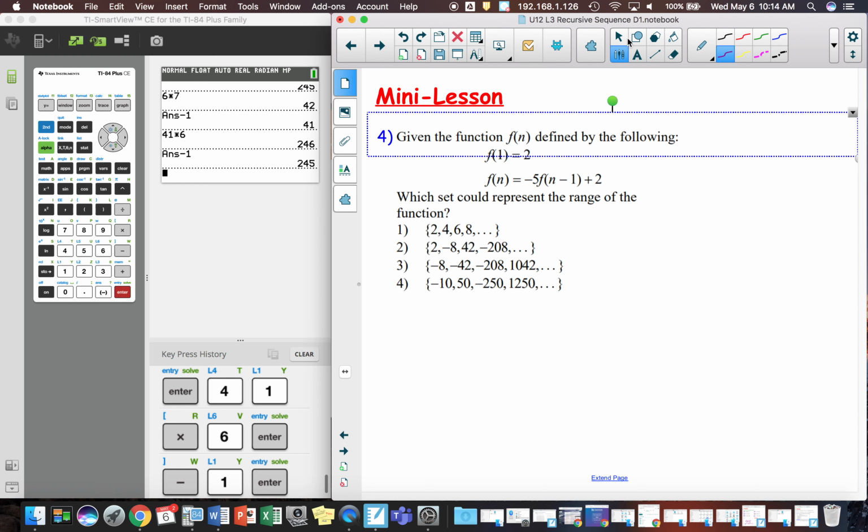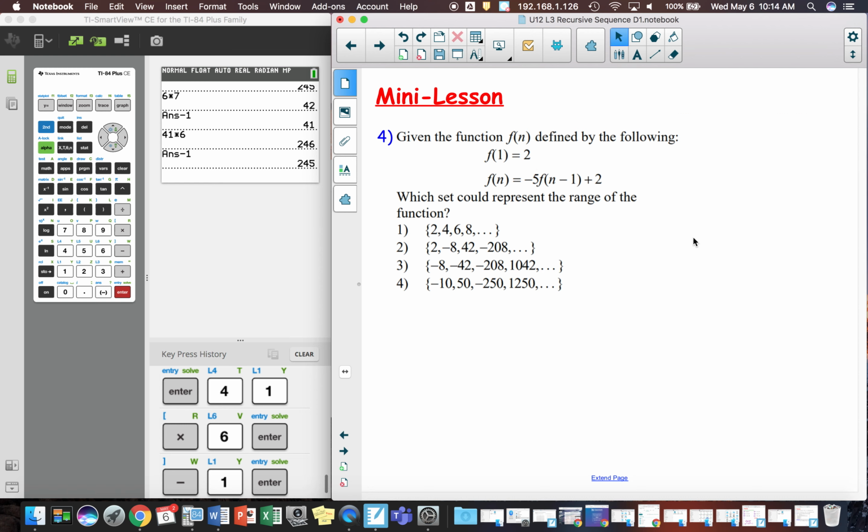Okay. Now, here's where you would see a region-style problem. It says, given the function f of n defined by the following. Now, this is very important. This sort of notation here, it's very important. Whenever you see something like this, you gotta think recursive. Now, my handwriting isn't the best right now, so I'm gonna type that out. This is telling us that this is a recursive function.